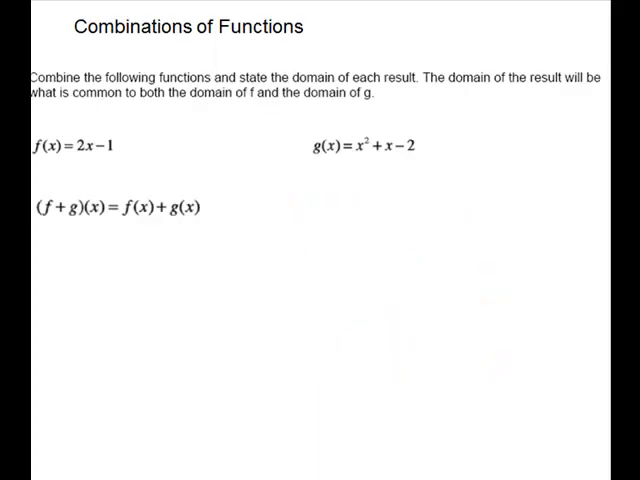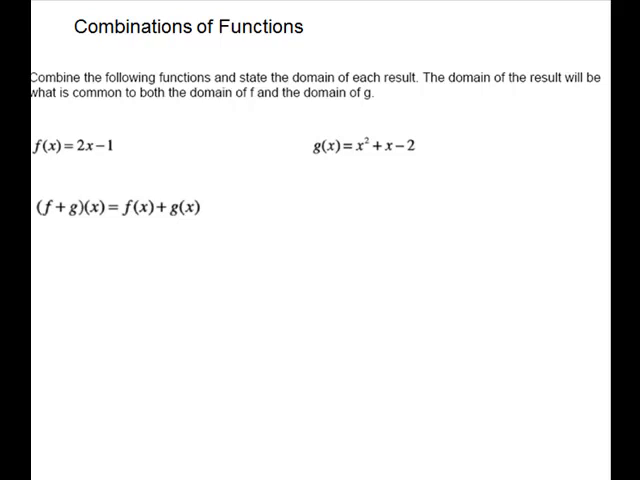So now we're going to look at the arithmetic of functions: add, subtract, multiply, and divide. And we have to state the domain of each one, and then the domain of the result will be what is common to both, the domain of f and the domain of g. So first thing we're going to do is add them together.